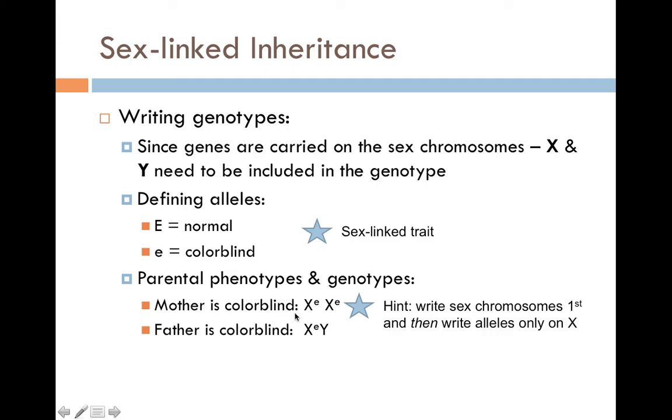So for mom to be colorblind, she would have to be X little e, X little e. She would have to actually inherit 2 copies of that recessive trait, one on each of her X chromosomes. For dad to be colorblind, he would have to be X little e, Y.